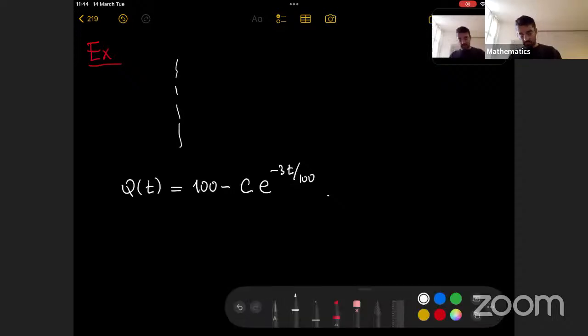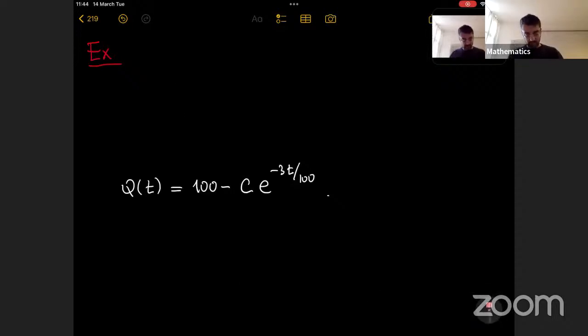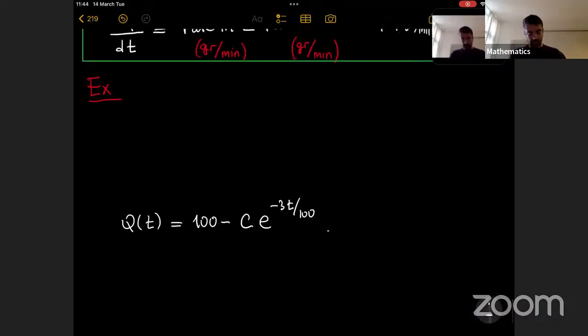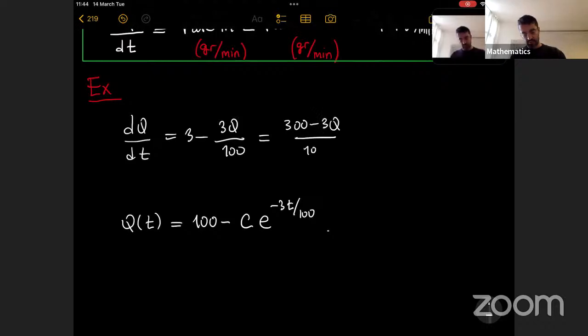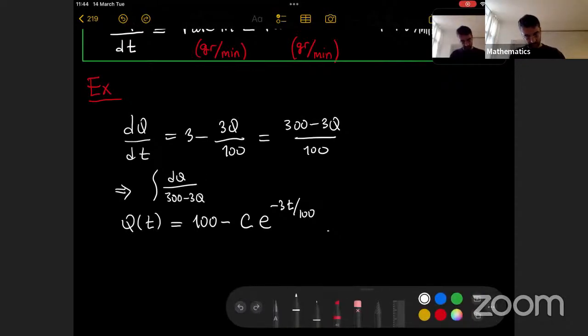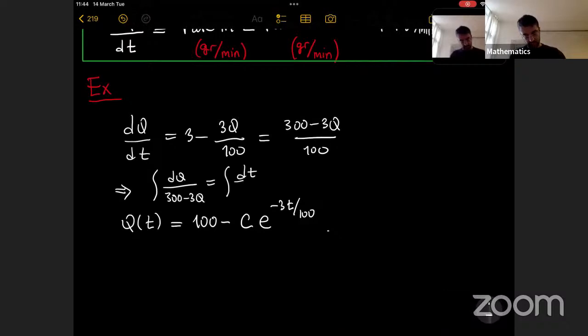Okay, so let me remind what we had here. We had this equation dQ over dt is equal to 3 minus 3Q over 100, which is 300 minus 3Q over 100, okay? And then you can solve this by integrating the following. dQ over 300 minus 3Q is equal to dt over 100, okay?